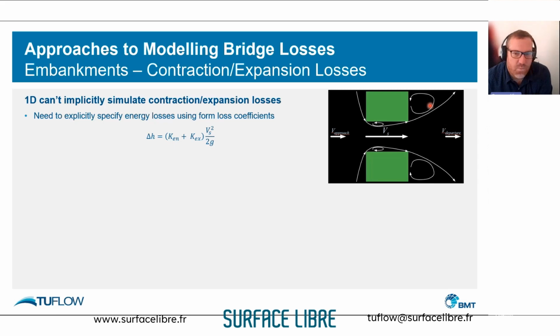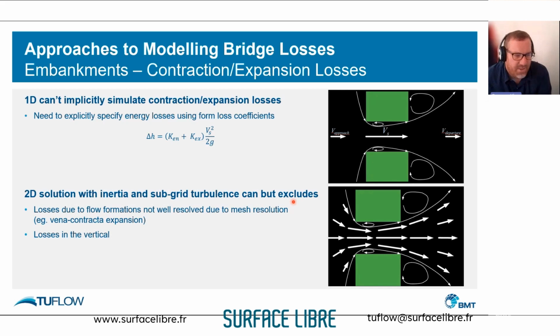So when we model these in 1D, we need a bridge model. We need to represent our afflux, our change in water level, and essentially we use an entrance and exit loss coefficient, and we apply that to our velocity head, and that's what determines our afflux or head loss through the structure due to that contraction and expansion.